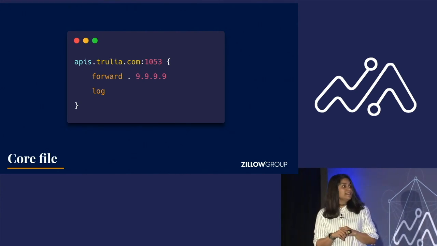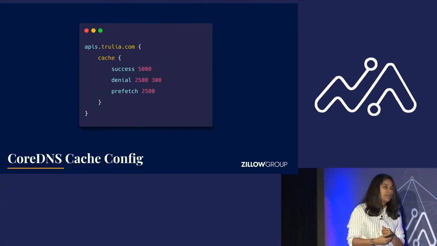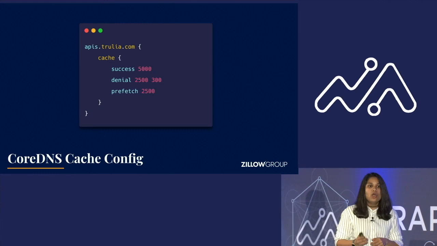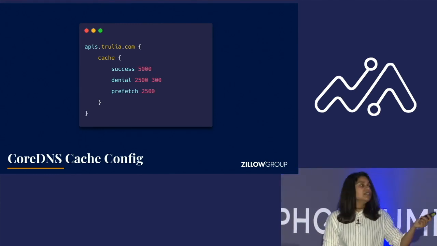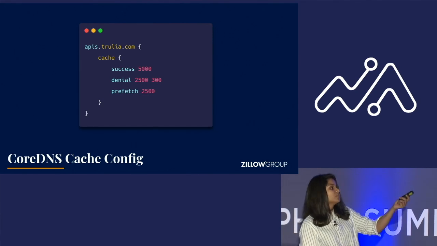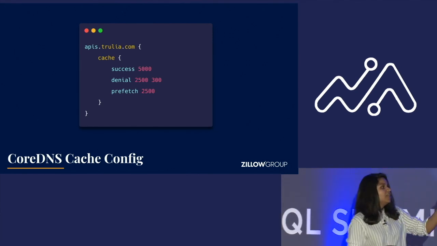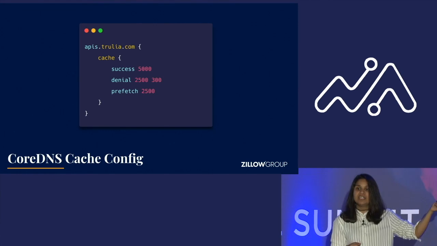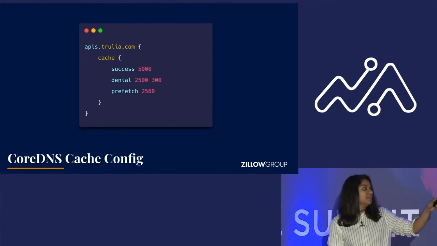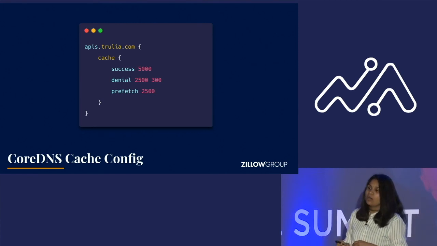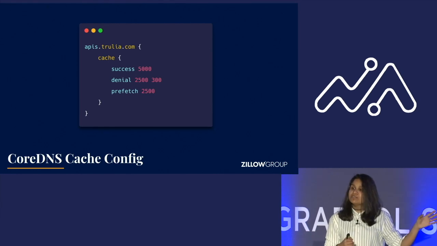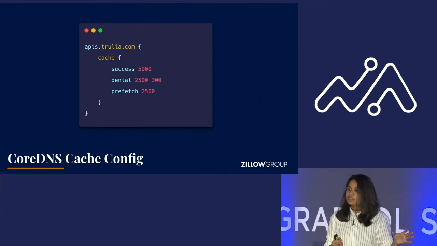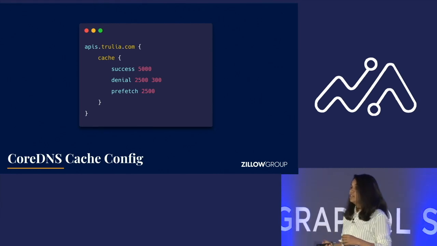So when we decided to do caching on this layer, it turned out to be really, really easy. All you had to do was define a cache block for your servers. The cache block here is read as follows. We decide what to cache, and then it's the capacity of packets to cache, and an optional time to live in the end. So here we're saying requests that are going to apis.trulia.com, the successful name resolutions, please cache 5,000 packets of that for the default TTL, which is 60 minutes.